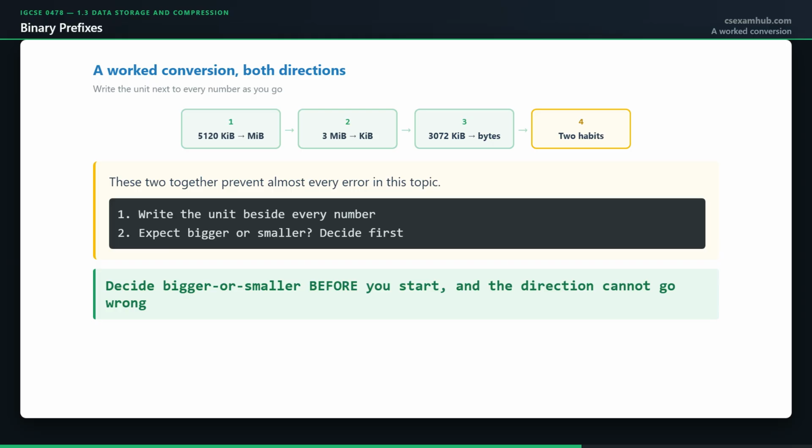Two habits make these reliable. Write the unit next to every number as you go so you can see what you are converting from and to. And sanity check the direction before you start. Am I expecting a bigger number or a smaller one? Those two together prevent almost every error in this topic.